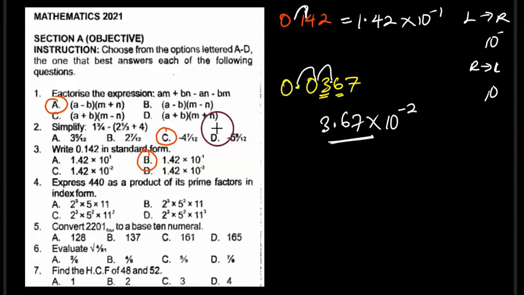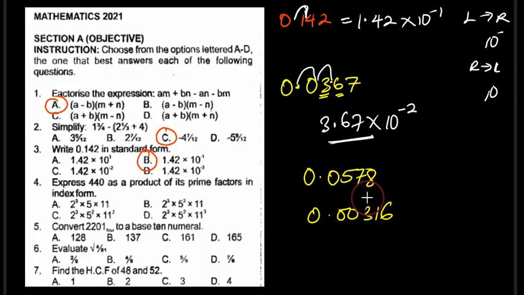I hope that this is clear. You can pause the video and go over it again. So now I'd like you to pause the video and do this. This is your class activity. I'd like you to write the number 0.0578 in standard form. Then also I'd like you to write the number 0.00316 in standard form. Pause the video, do this, and use this as your personal practice work.